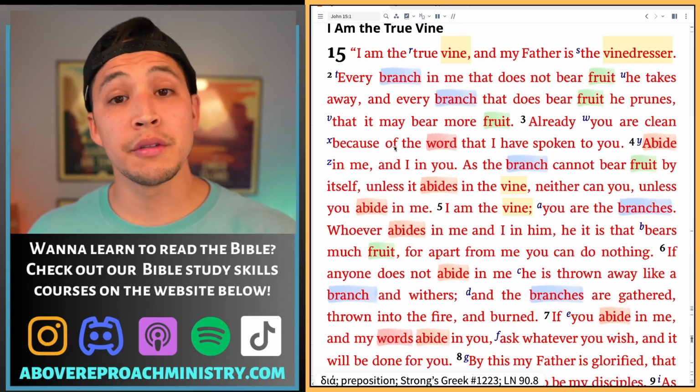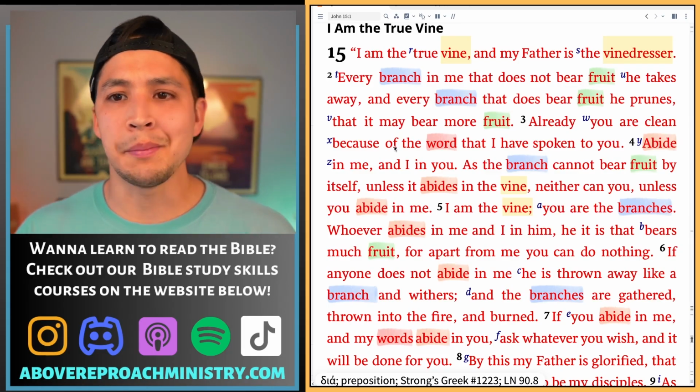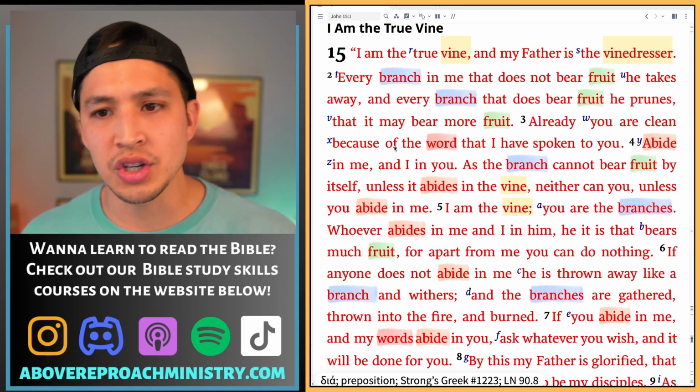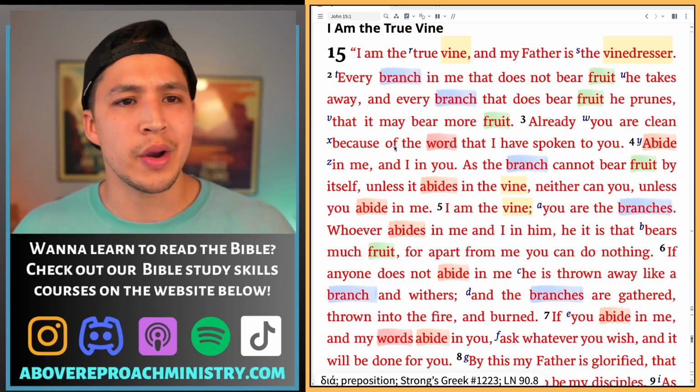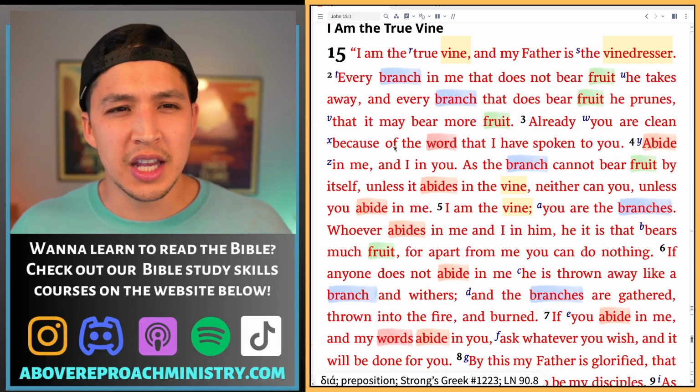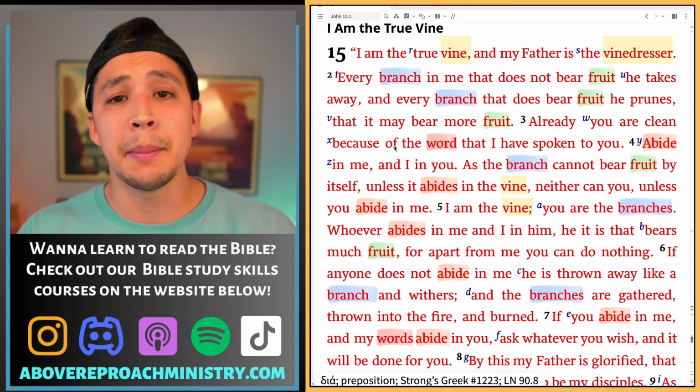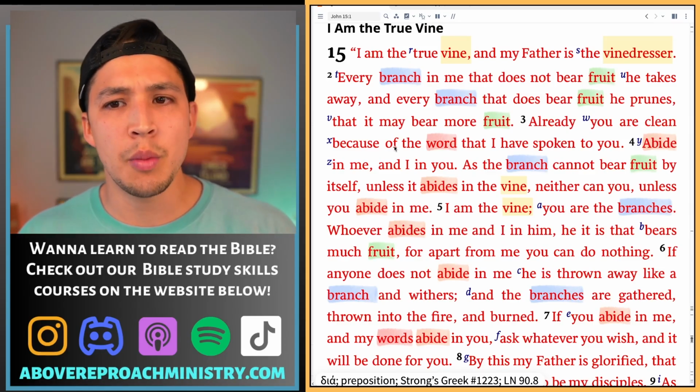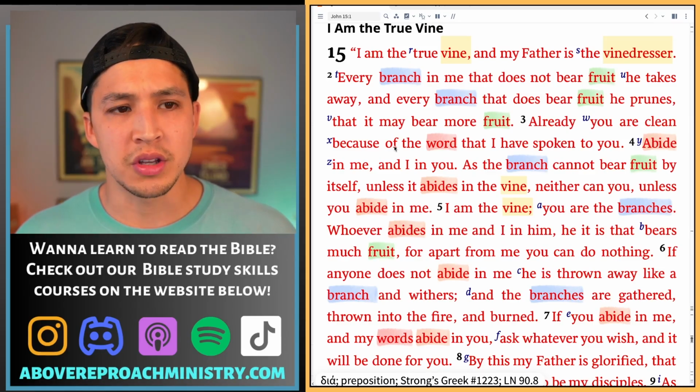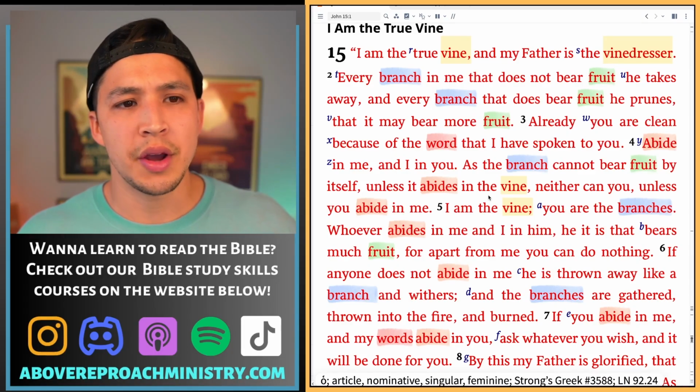If I see the word fruit repeating and the word abide repeating or the word branch repeating, or those phrases or ideas, then I might want to be thinking about how those ideas overlap. What do they have in common? How might they be similar? That kind of thing. So I think we ended in verse 4.